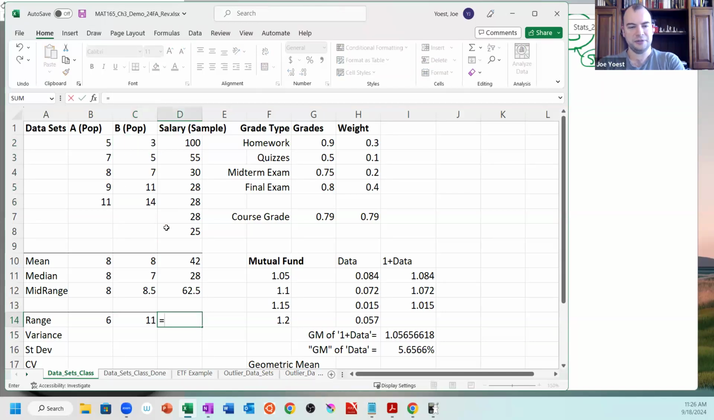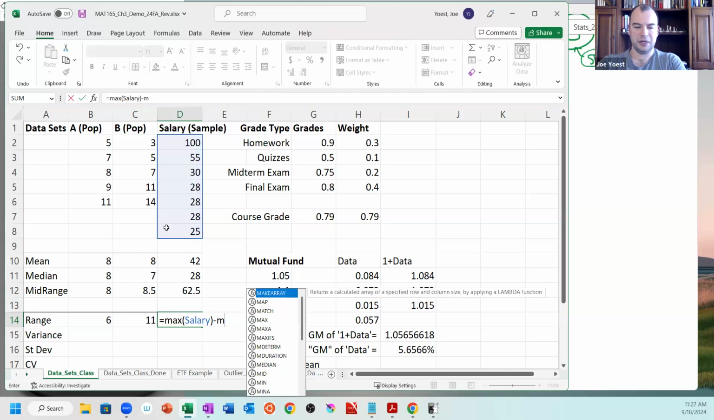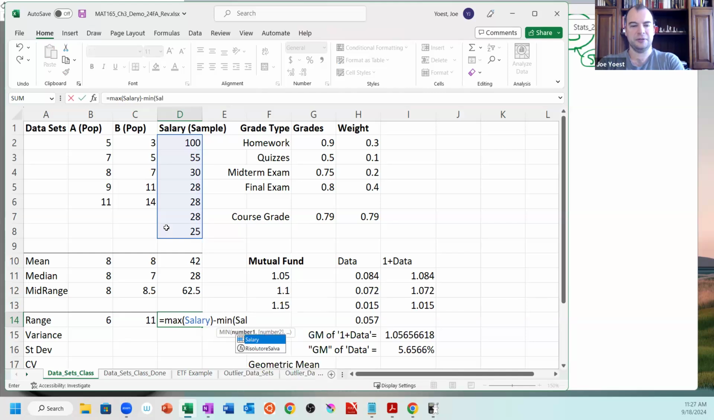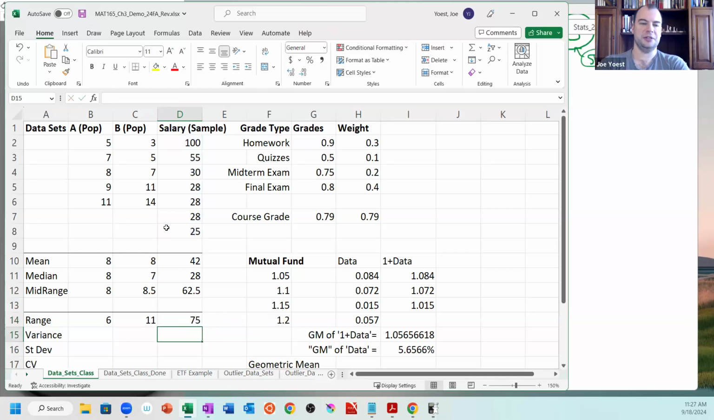And for salary, I could choose to do max of, start typing in salary. There it is. I hit tab to enter it and end parentheses. And then I can do minus min of salary. Again, tab to enter salary in once it's selected. So max of salary minus min of salary is $75,000. 100 minus 25 in units of thousands of dollars.